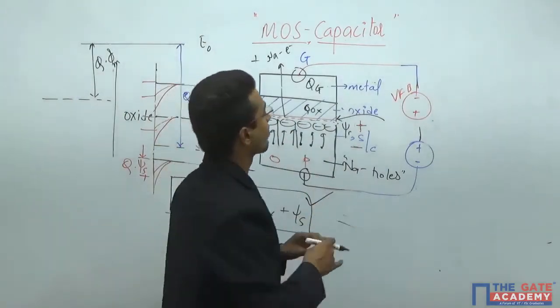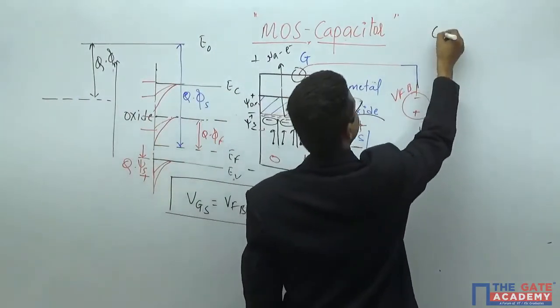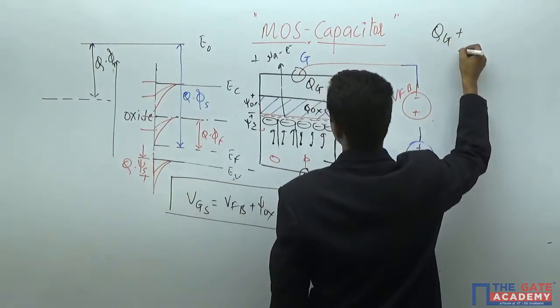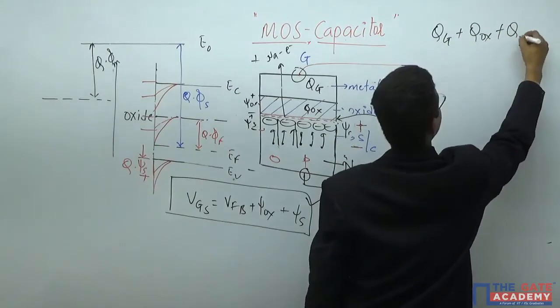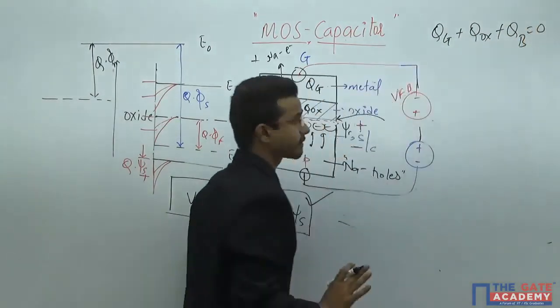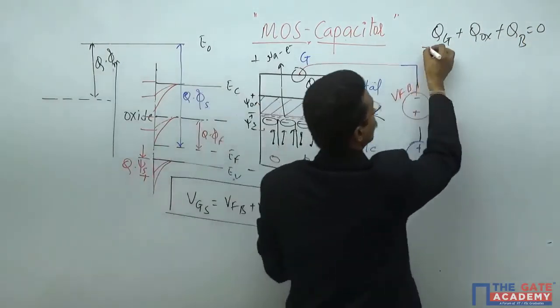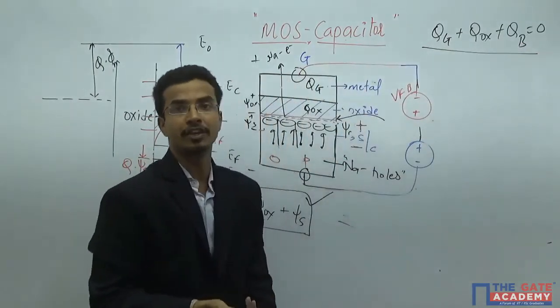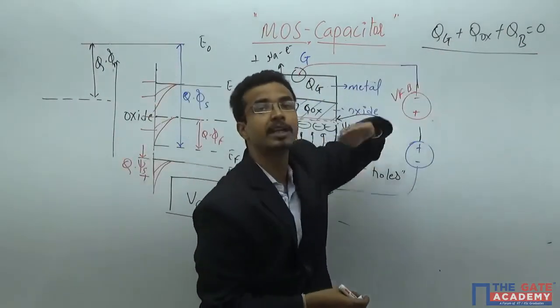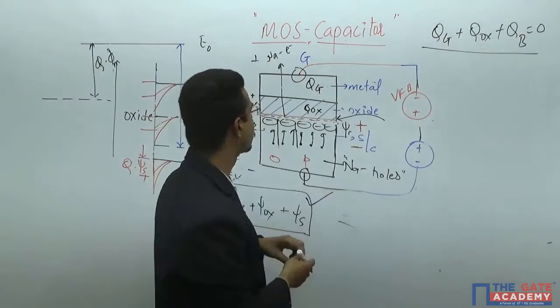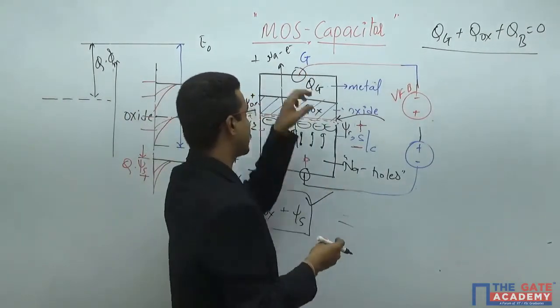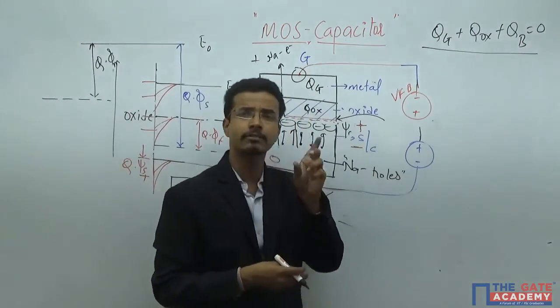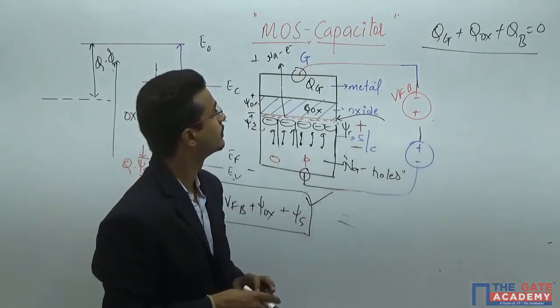So the total charge is QG plus QOX plus QB equals 0. This is the assumption we have taken here, the charge conservation. And these charges are per unit area, so you do not have to think that these are total charges. Whenever you multiply by the area, you will get the total value.